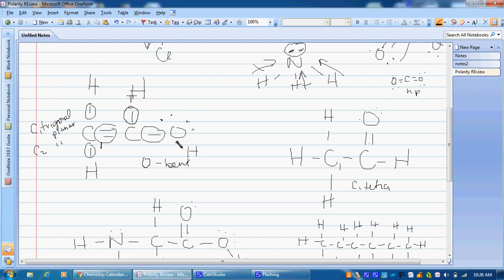Second carbon, 1, 2, 3 bonding areas again. So this one is going to go back and be that trigonal planar. So make sure you have those shapes correct. Just those two this time. This is really linear from the oxygen to the carbon. You could put that, but there's really no need to.